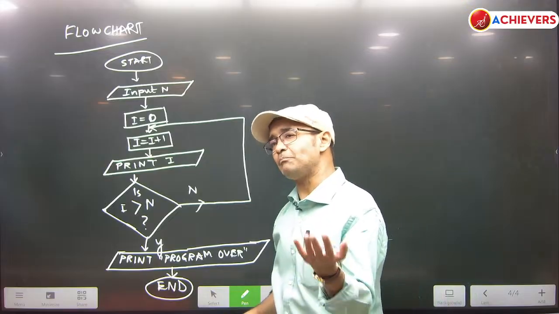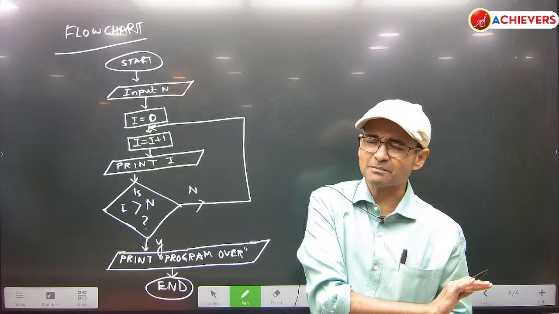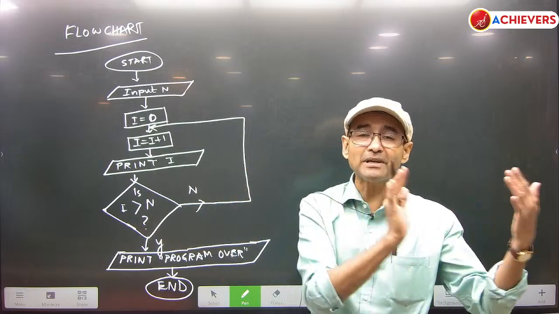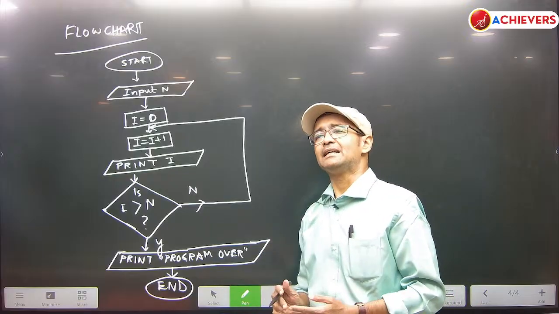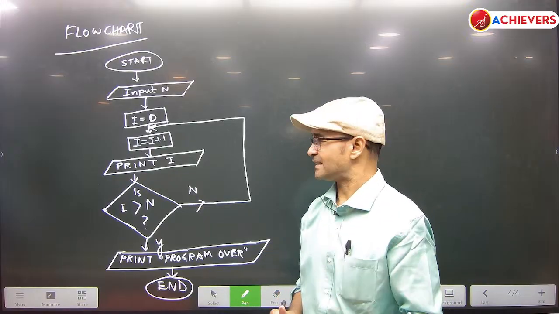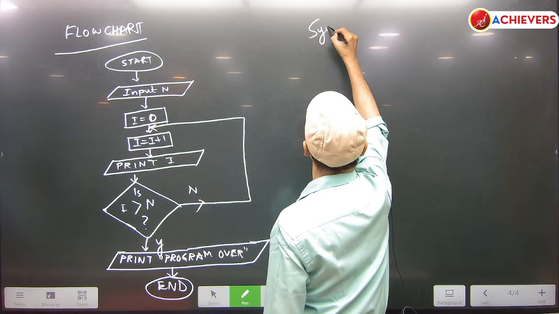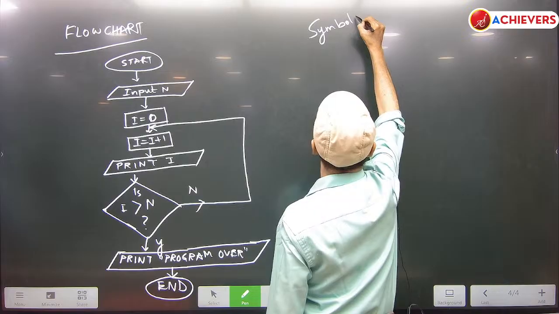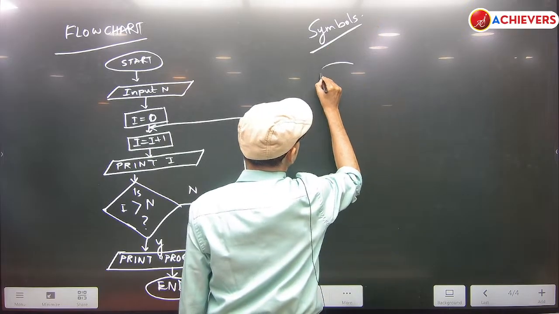Now we can have multiple flowcharts that can be connected from the previous page to the next page, or previous program to next program. So this can be connected based on a particular connector. So the symbols of a flowchart are very, very important. Let's have a look at what the different symbols are.